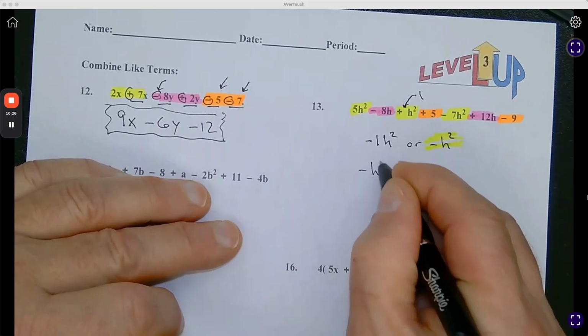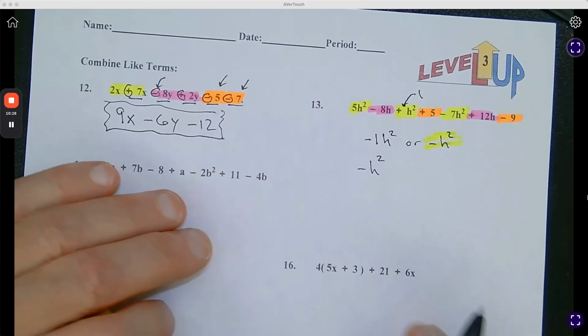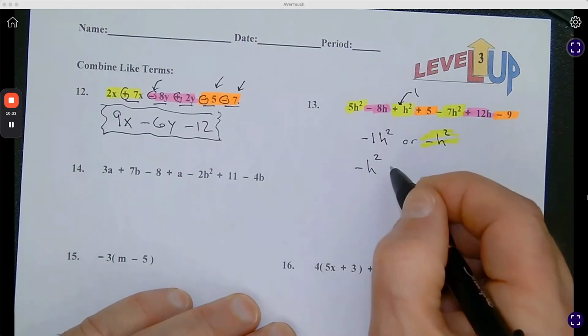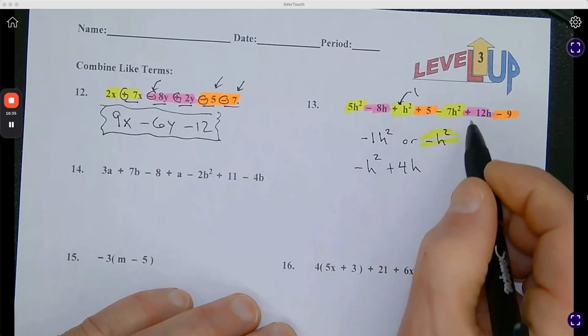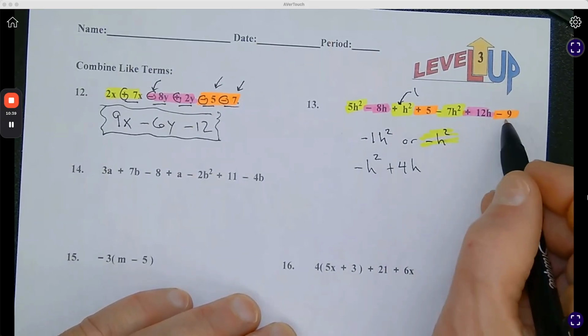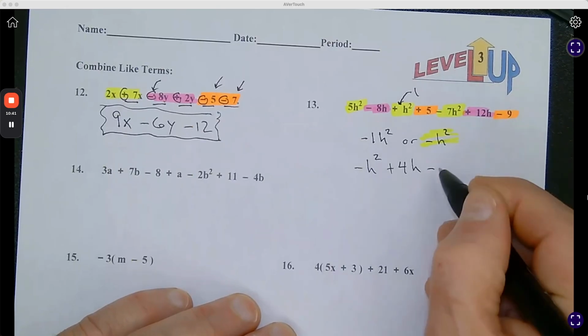Negative h squared. Okay, now I got negative 8 plus 12. Negative 8 plus 12 is plus 4. There's 4 more positives than negatives. And then I have 5 minus 9. There's 4 more negatives than positives.